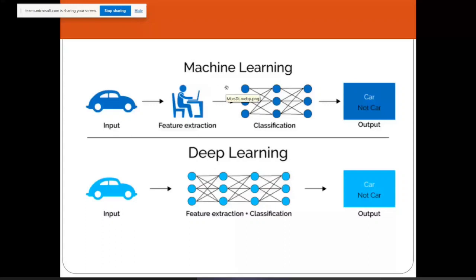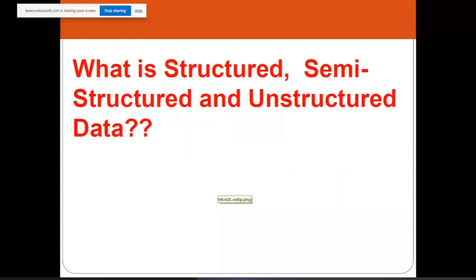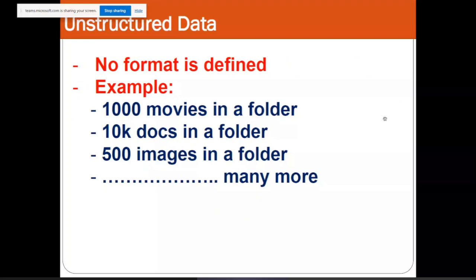Okay. Now, this is an important thing that I want to discuss with you. There are three important terms that you should be familiar with: what is structured, semi-structured, and unstructured data. Okay. So let's suppose unstructured data means no format is defined.